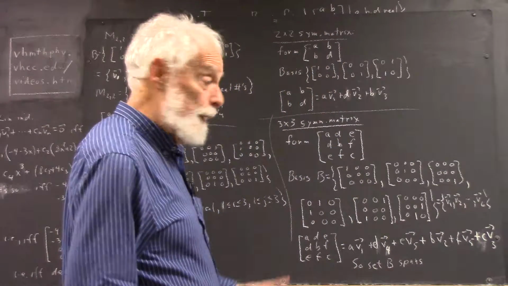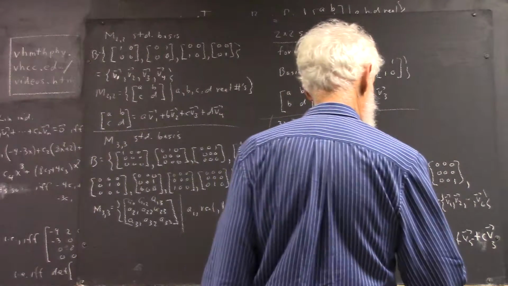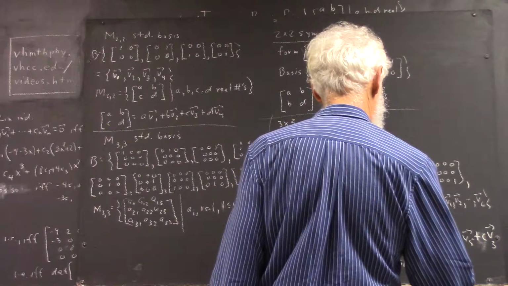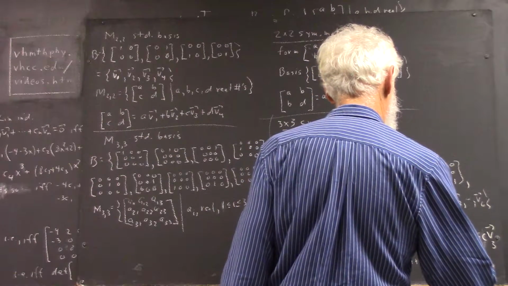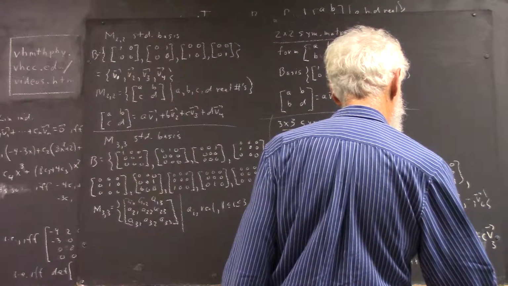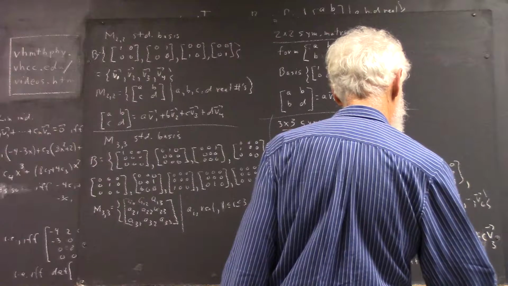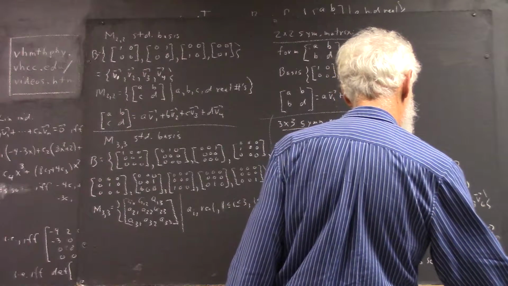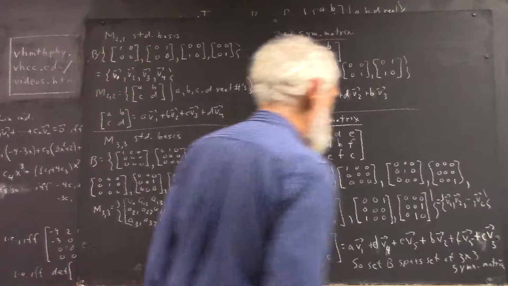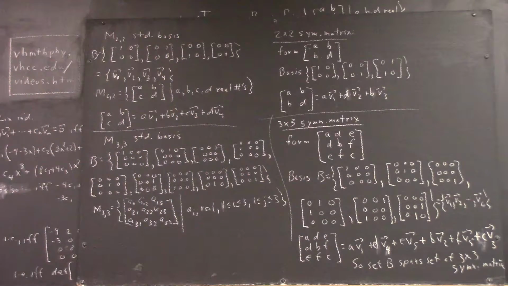the set B spans the set of 3x3 symmetric matrices, and you can't read the word matrices, but that's okay.